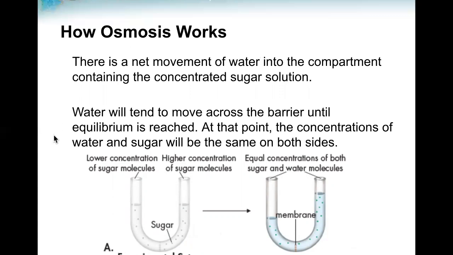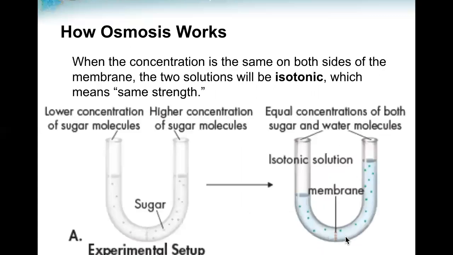Water will tend to move across the barrier until equilibrium is reached. At that point, the concentration of water and sugar will be the same on both sides. Same concentration of sugar. Notice osmosis will even work against gravity, and there will be more pressure over here, but because they're equal concentration, it's balanced. When the concentration is the same on both sides, the two solutions will be isotonic, which means same strength. So these are now isotonic, the same concentration.